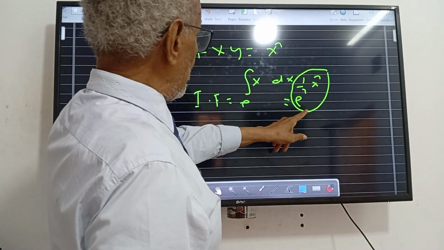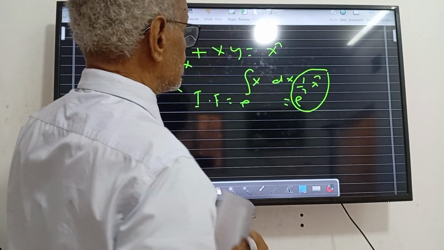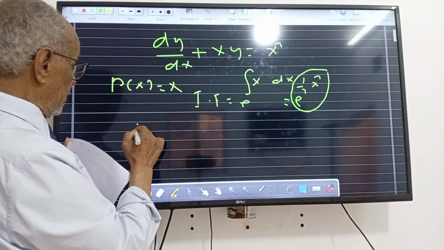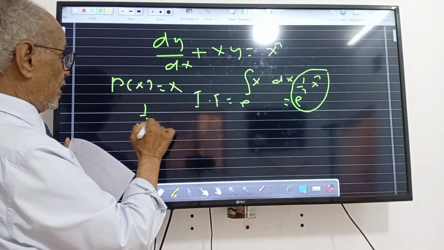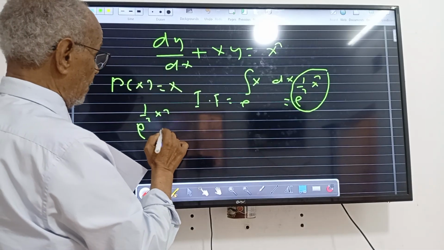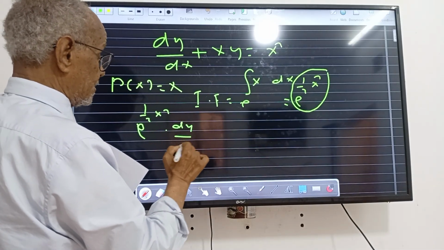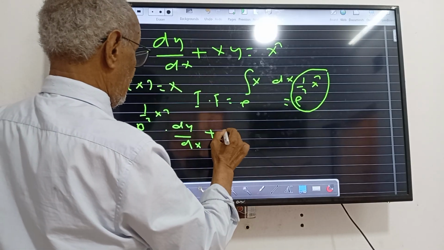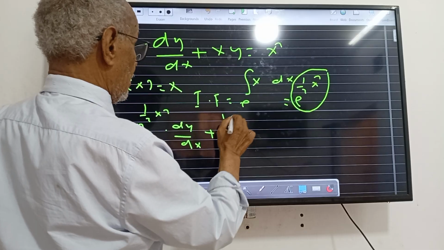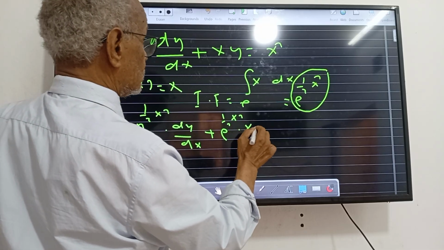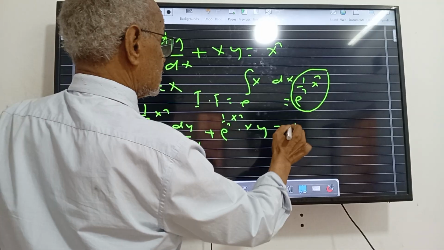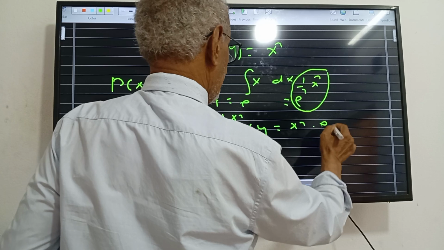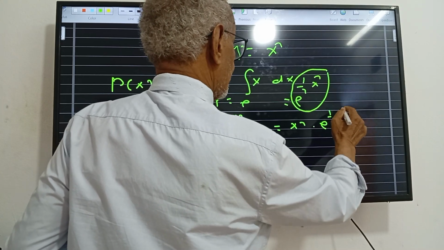The second step is we have to multiply all these terms by this one. So here will be equal e to the power half x squared multiplied by dy over dx plus e to the power half x squared multiplied by xy equal x squared multiplied by e to the power half x squared.